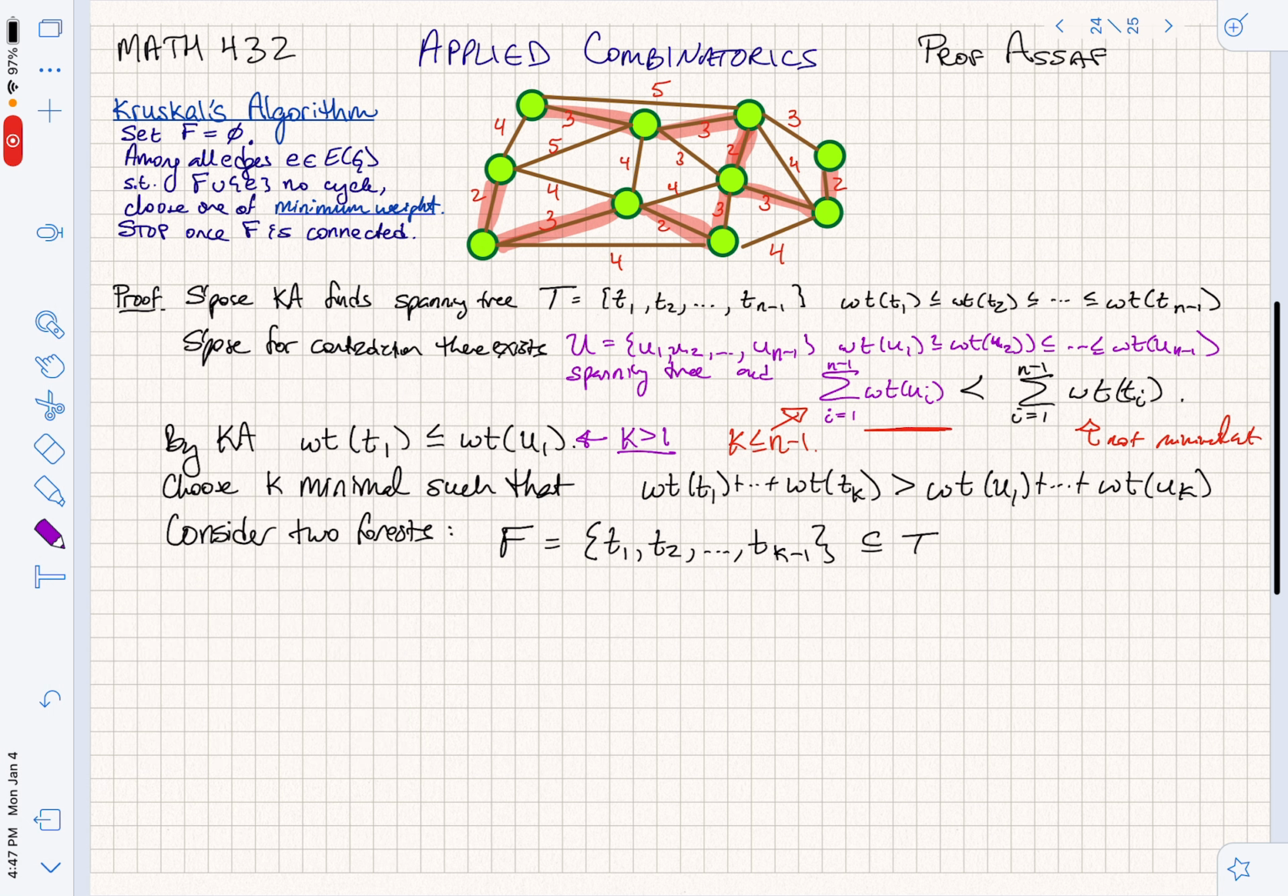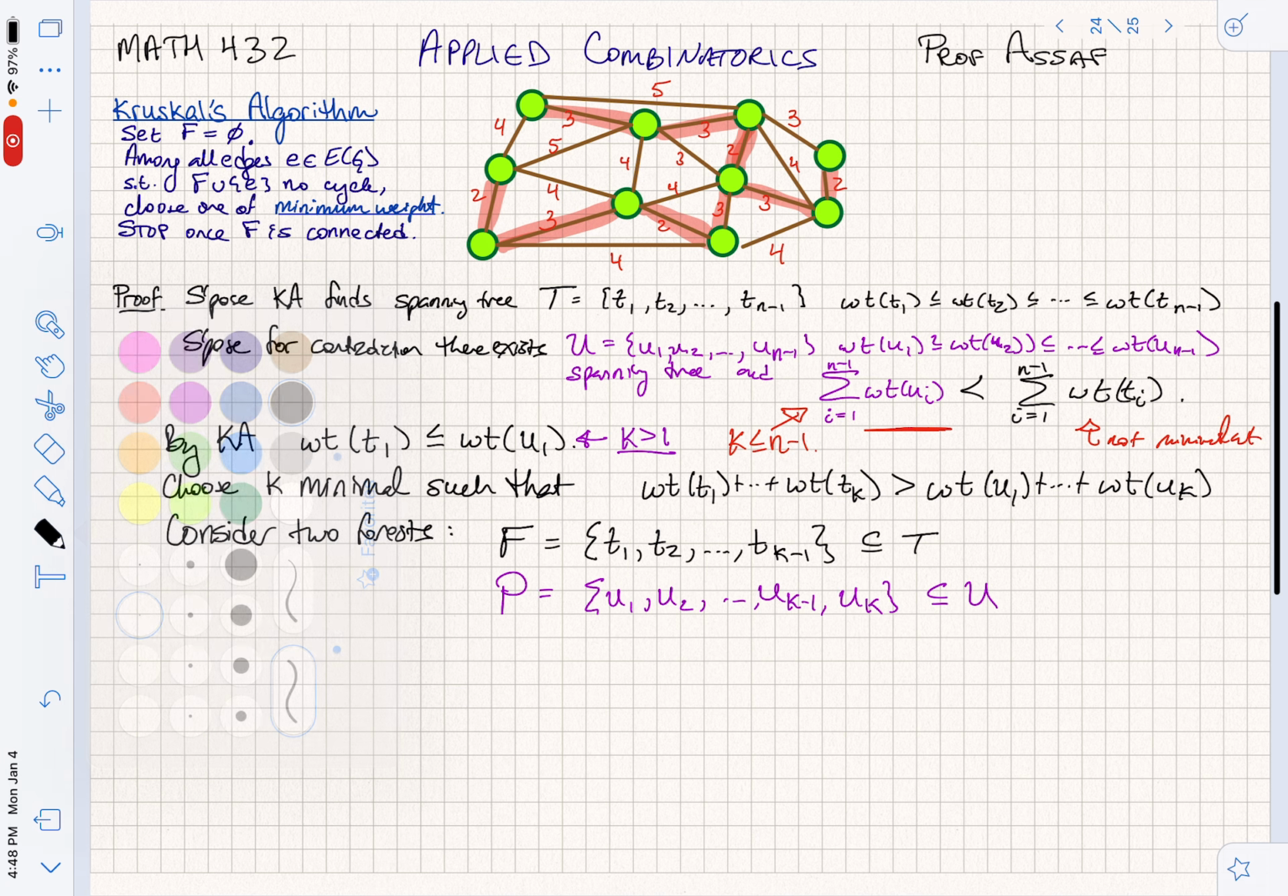And what's the other one we're going to take? The other one we're going to take, let's call it P. This is going to be the partial sums, the partial edges of the U's up to K minus 1, but actually I'm going to throw in one more edge. So this is also a tree. So I'm allowed to throw in all the edges, which may be what I do, but I throw in one more edge for P.